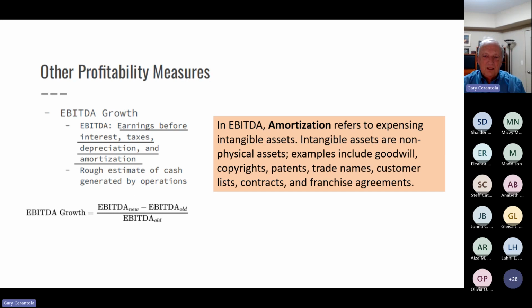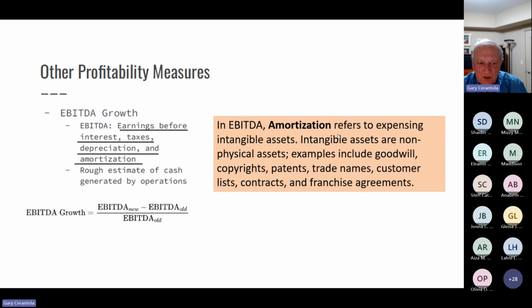Then you can take the earnings before interest and taxes, and then go one more step. And this is what, when I was a sales director at TELUS, this is the one that we really used because it really gave a real good sense of how profitable TELUS was in our areas of what we were doing. So we have EBITDA, and that's earnings before interest, taxes, depreciation, and amortization. Okay, minus a rough estimate of cash generated by operations.